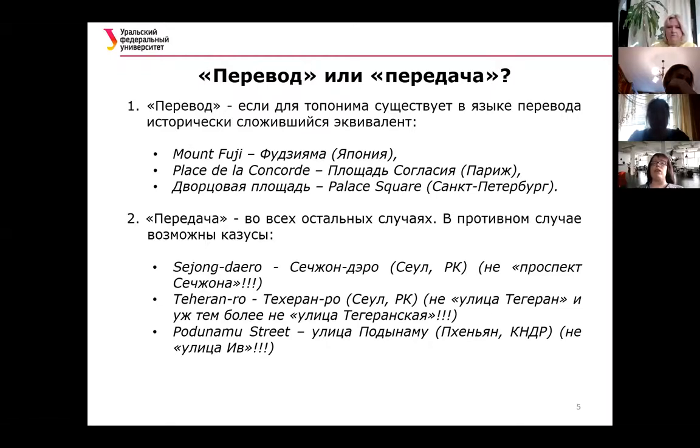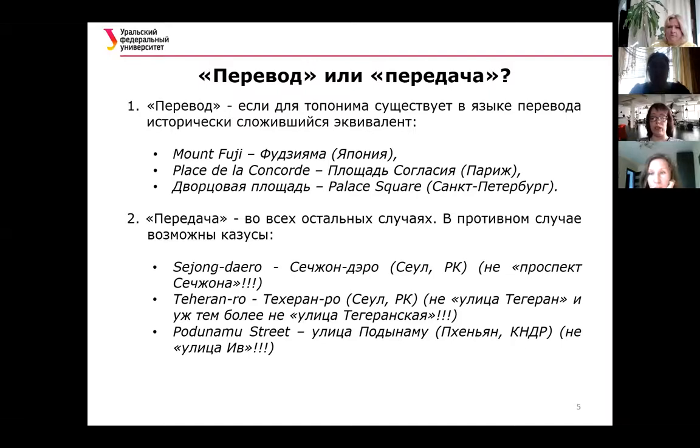Please try to know that. Note the difference between the South and North Korea. So this is not about translation, this is about rendering. I would like to know that rendering toponymic names is something difficult. This is a very vast issue.